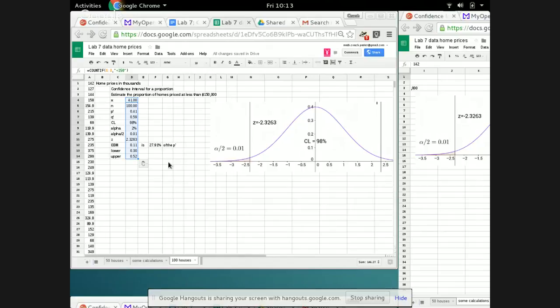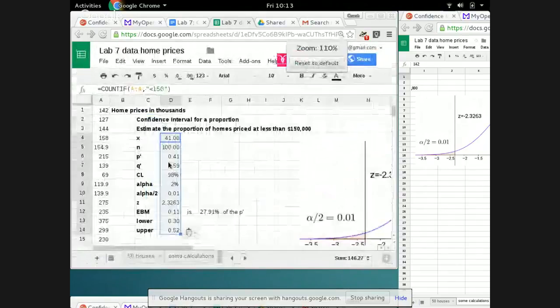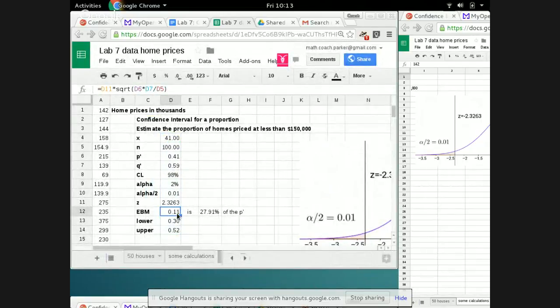So let's see if I blow this up. Here now I only have a spread of 11% from the mean, which is only 27% from the center. So now my interval is between percent of houses and 52% of houses are under 150,000. That's better than before, true? But will a lot of people look at that and say, that's a pretty wide margin?